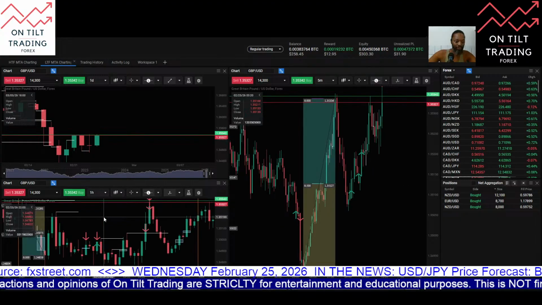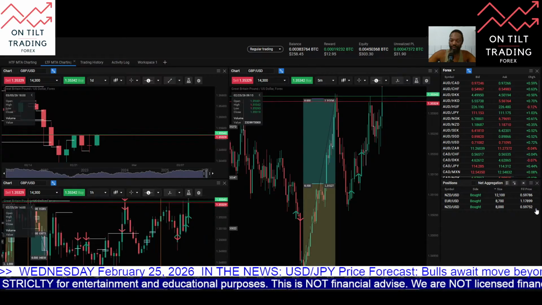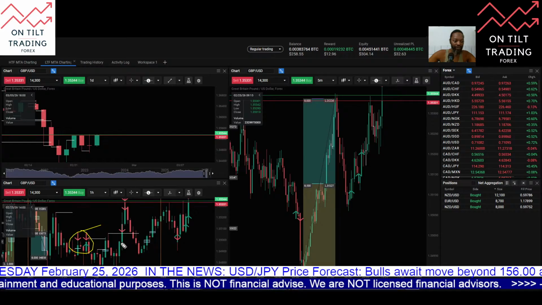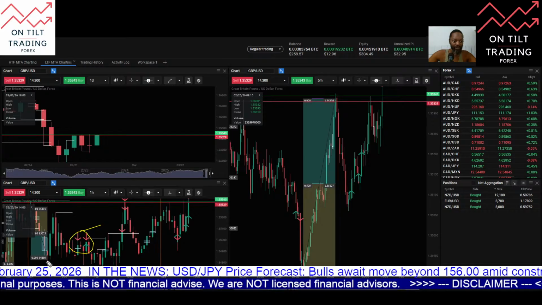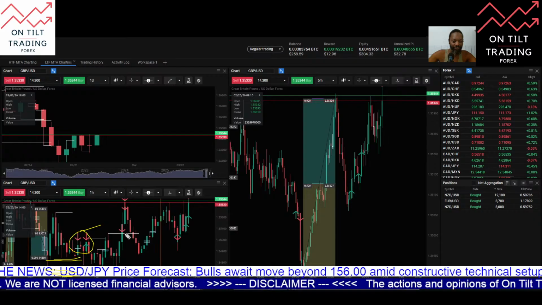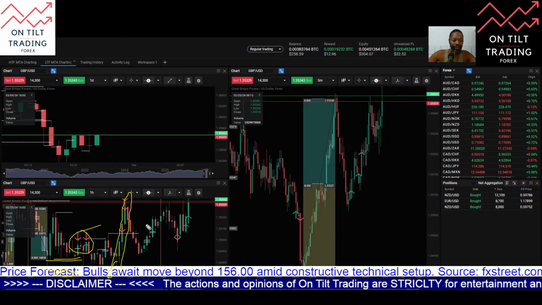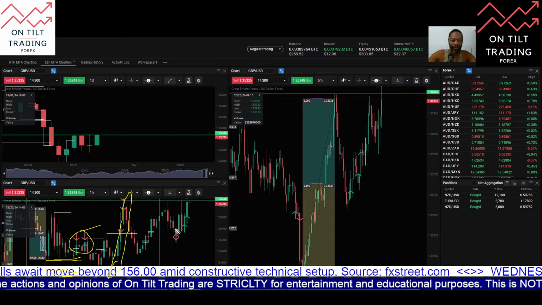So here on the hourly, this is a few days ago, I was stopped out at break even. I missed this profit target here, trying to get to this profit target here. And then this was yesterday, I took a long here. And based on this price action, this was still set up for a long.